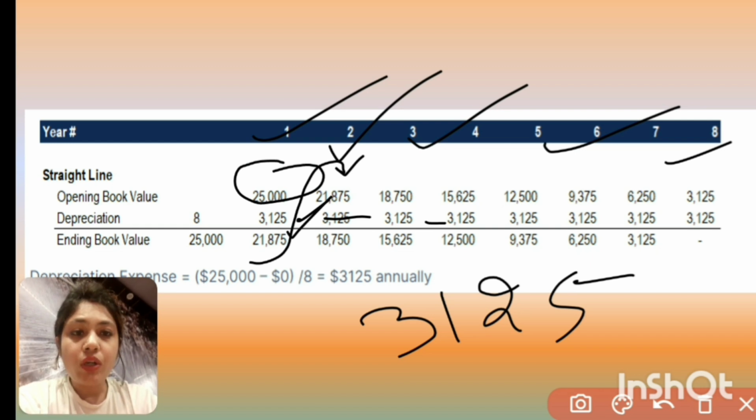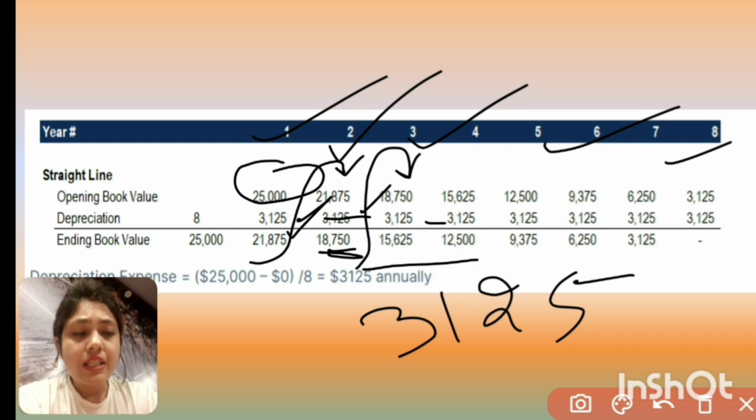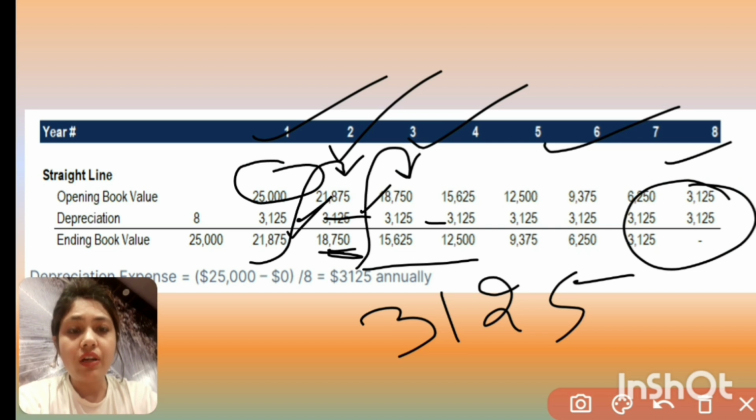From that I am going to deduct the depreciation, right? After deducting the depreciation, what do I get? I get the closing balance, that is 18,750. So this becomes the opening balance in the next year. So we keep on doing this and see the amount of depreciation remains the same over the useful life of the asset. I hope this is understood to you guys.